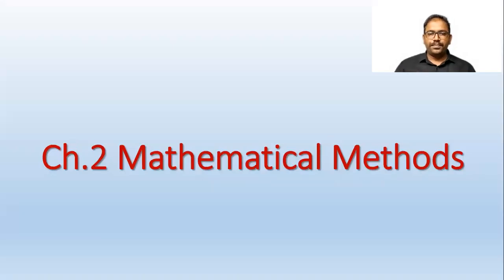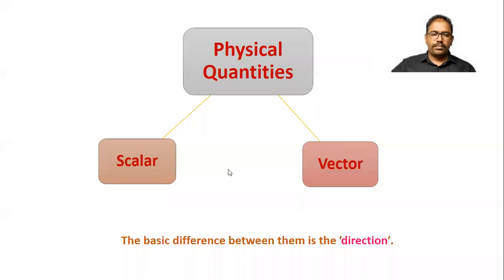Hello student. In today's session, we have to start chapter number 2, mathematical methods from the syllabus of 11th standard. So let's see. Here in the first part, we have to learn scalars. In the second part, we have to learn vectors. Basically, physical quantities are classified under two categories, scalars and vectors, or scalar quantity and vector quantity.